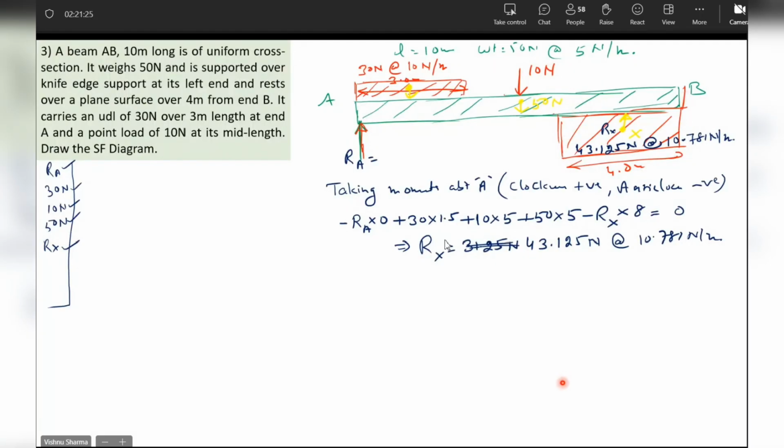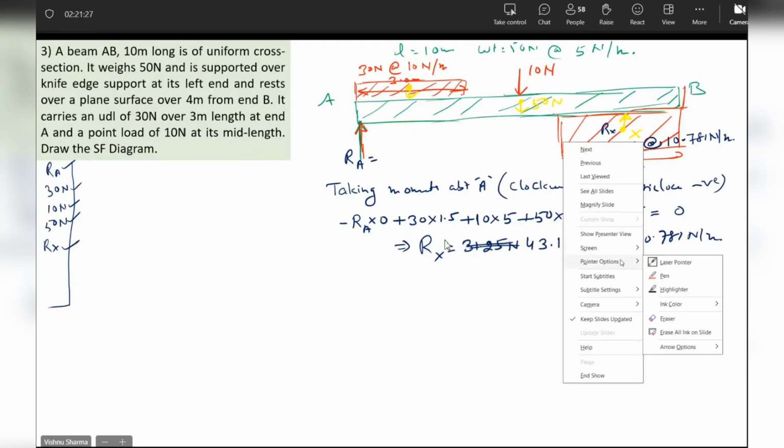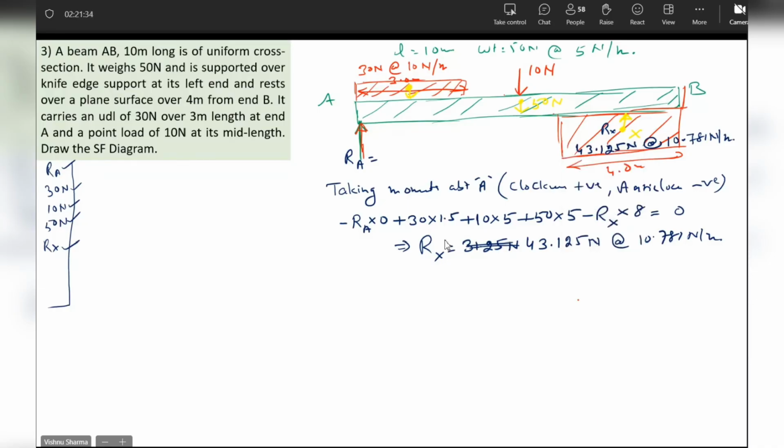Have you understood, guys? Yes or no? Yes, sir. For the table, we'll have to take minimum 5 points. Does everybody agree? Yes, sir. Okay, now I'll make the table here.